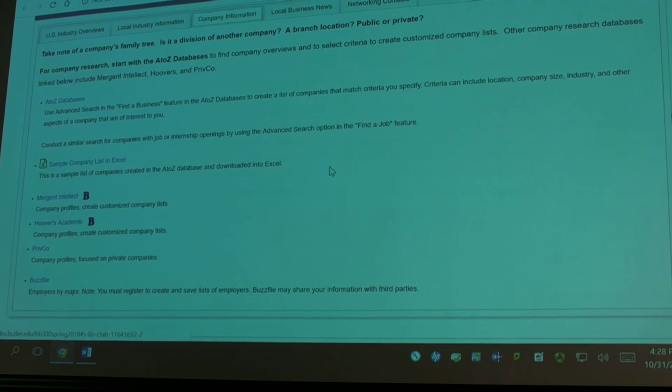But the one we're going to focus on, and I have other ones listed on here, by the way, and certainly you should look at any of them that you want to, I want you to get familiar, if you're not already, with a database that's called A to Z Databases. Go ahead and open it up. It's the one right here at the top.